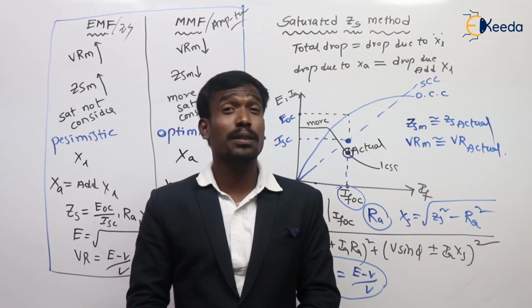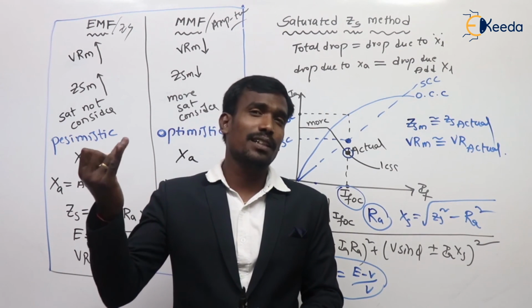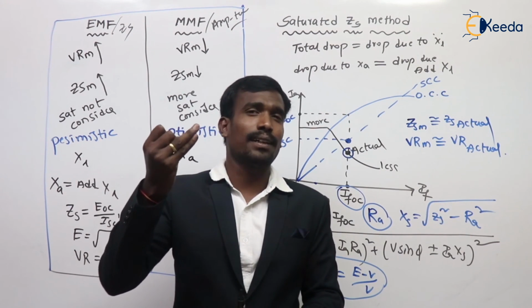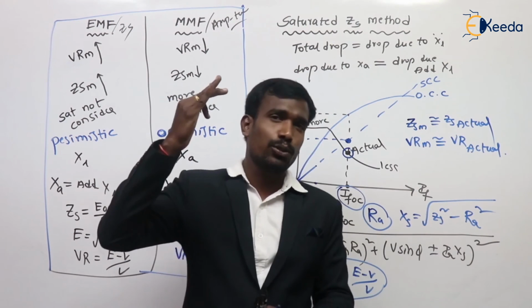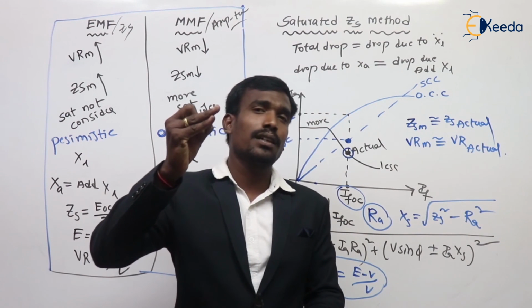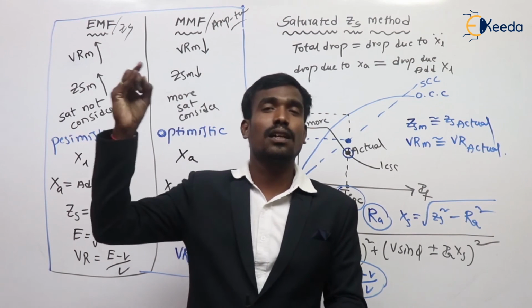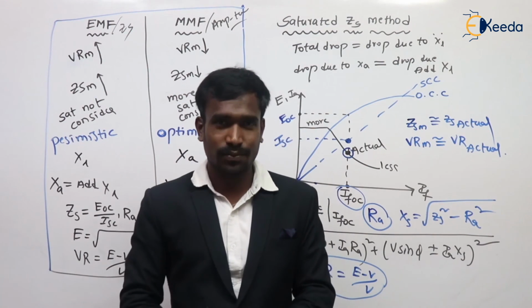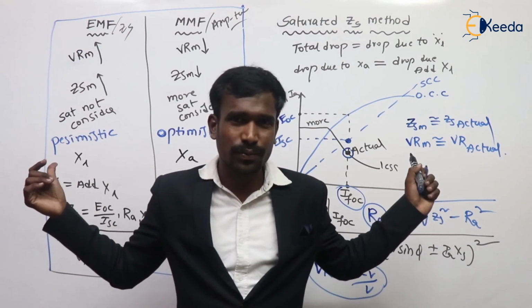What is the next part? The ZPF method and the ASA method, both are combined. These three are combined and those two are combined: the ZPF or Potier triangle method and the American Standards Association method. Okay, this is understood, right?